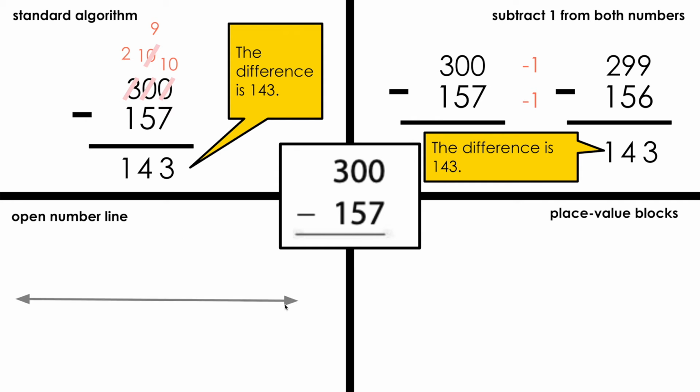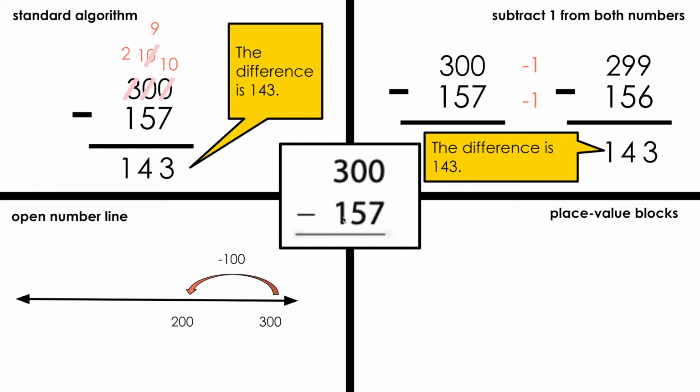We know we need to start at 300, and we need to subtract 157. Let's focus on the hundreds. We have a 1 in the hundreds place, which means 100. We can start by subtracting 100. If we subtract 100 from 300, we know that is 200. We can do that with mental math.